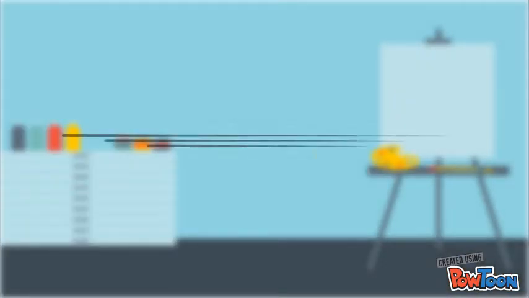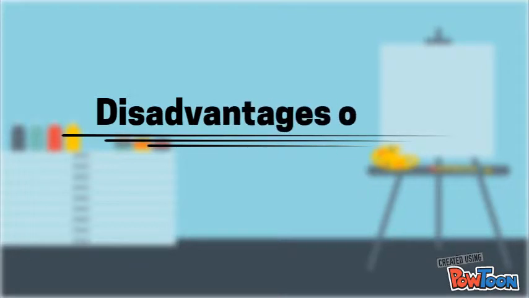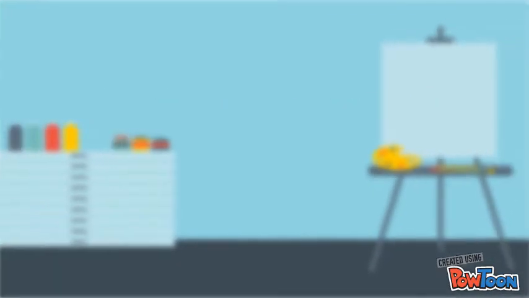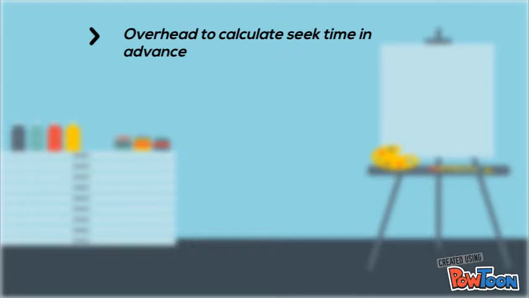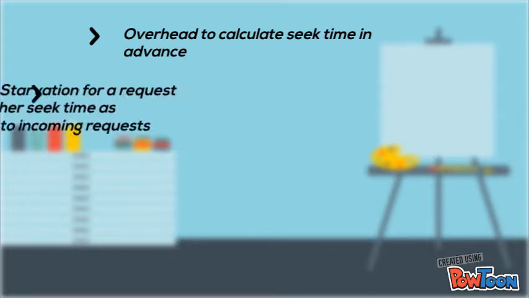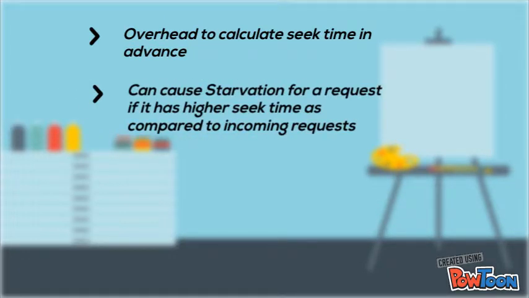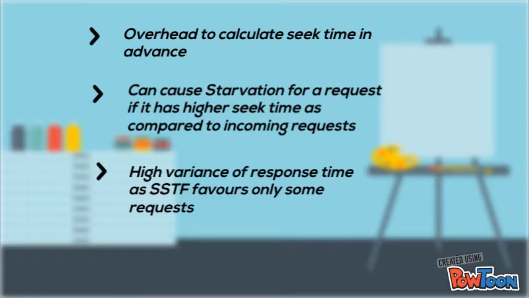Next up, the disadvantages of SSTF. First, overhead to calculate seek time in advance. Second, it can cause starvation for a request if it has higher seek time as compared to incoming requests. And lastly, high variance of response time as SSTF favors only some requests.